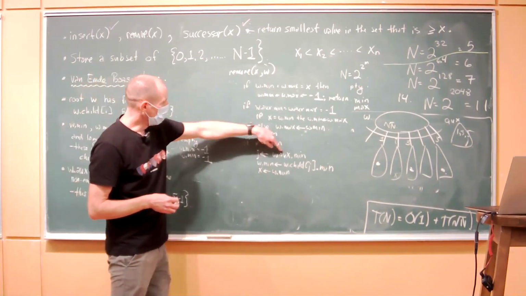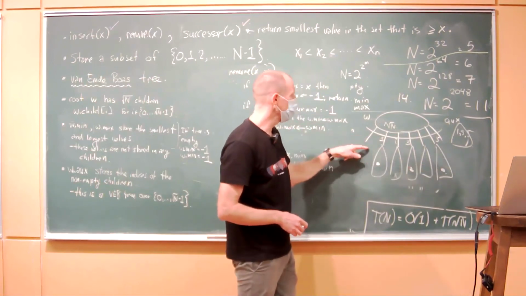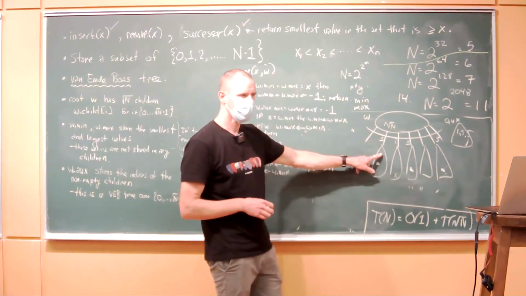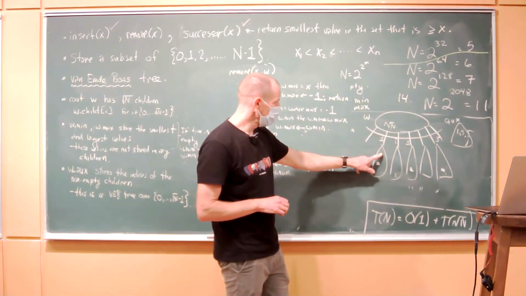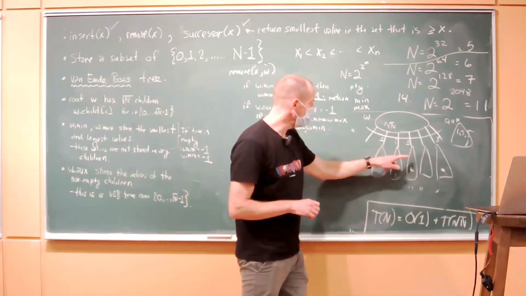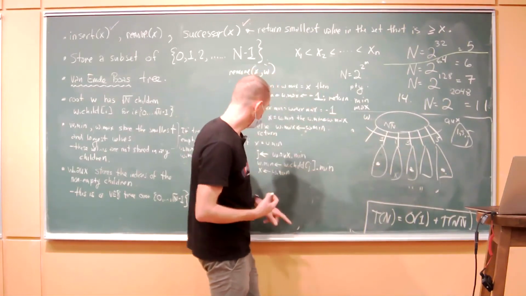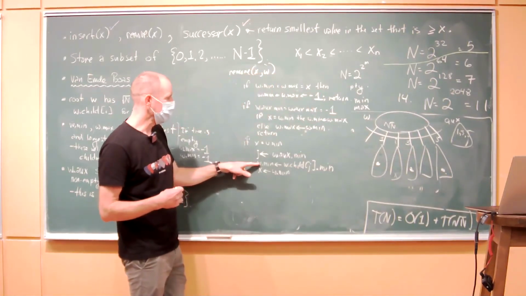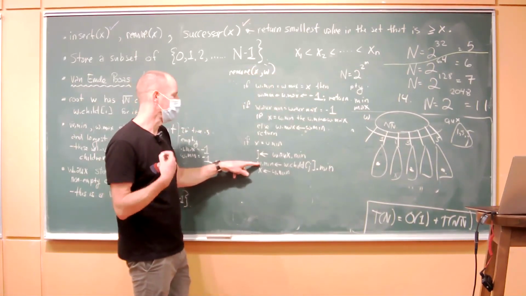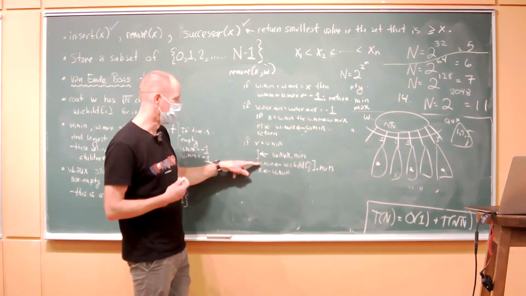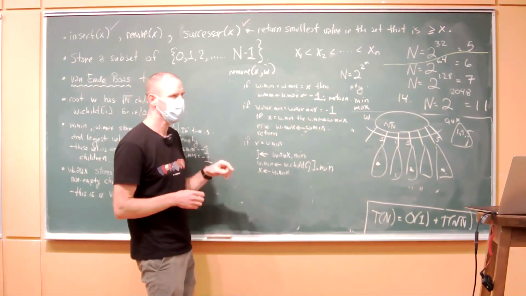No, w.min is the smallest. It's the first tree that has something in it. That first tree with something in it is going to be the smallest thing in that tree. What we're getting here is the second smallest value in the whole set. The smallest value was w.min, the one we're deleting right now.